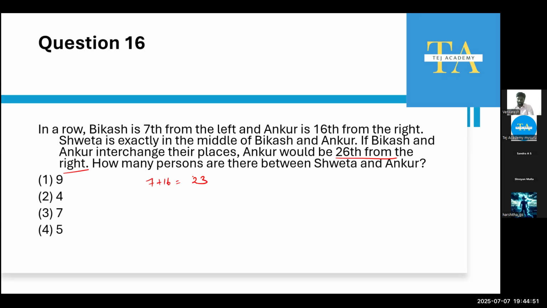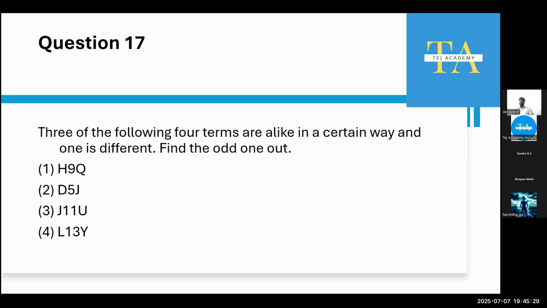Yes or no? 23. Okay. And Ankur will be the 26th from the right. So 26 from the right, you can subtract it. 3 plus 1, where 1 is the position. So 3 plus 1 is how much? 4. So the fourth one is option 2. So option 2 is the correct answer. How many persons between Shweta and Ankur? So between them 4 people are there. So clear?